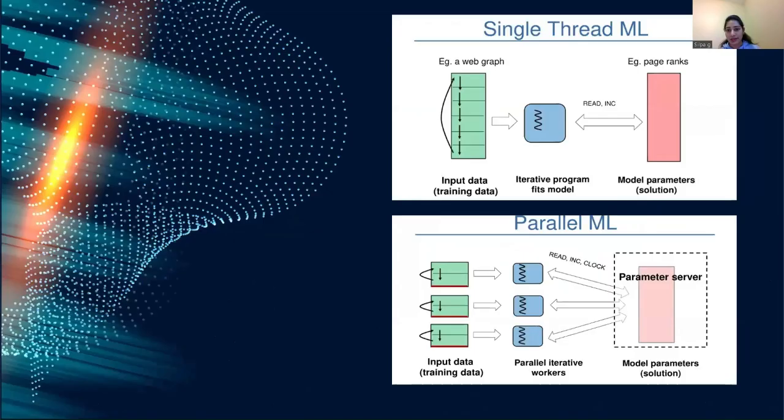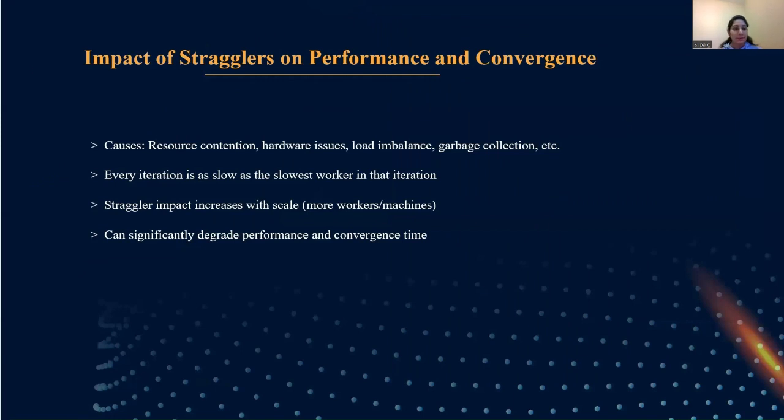And coming to the next slide, here we can see the single-thread machine learning process and the parallel machine learning process. Here, for example, it's a web graph and it is PageRank, and we can see the training data as input data and the model parameters are the solution, and we can see the same thing in the parallel machine learning process.